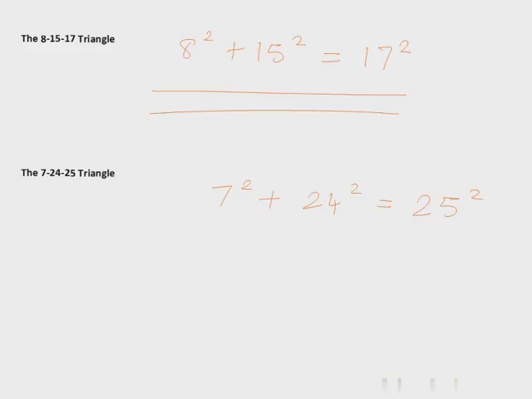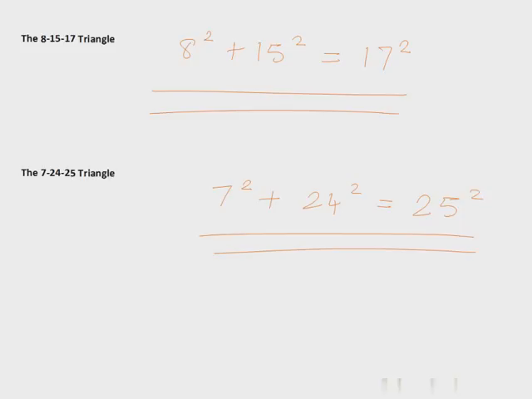Here are two more very famous Pythagorean triples. Please verify that 8 square plus 15 square equals 17 square. And that 7 square plus 24 square equals 25 square. So these are the 4 Pythagorean triples that occur in most problems. If you know them, then you're in good shape.